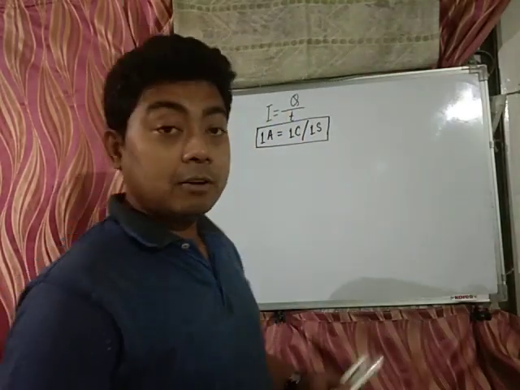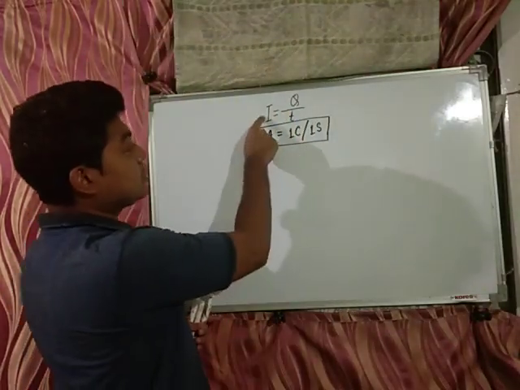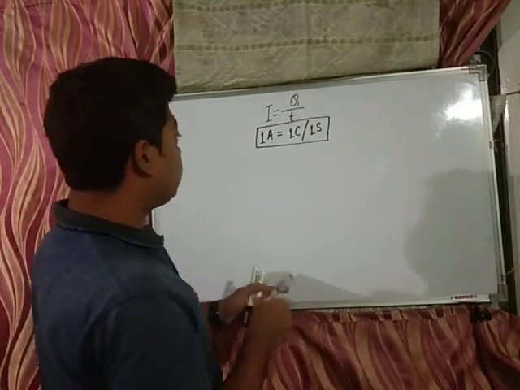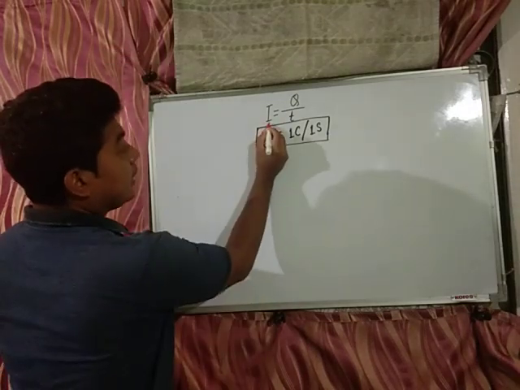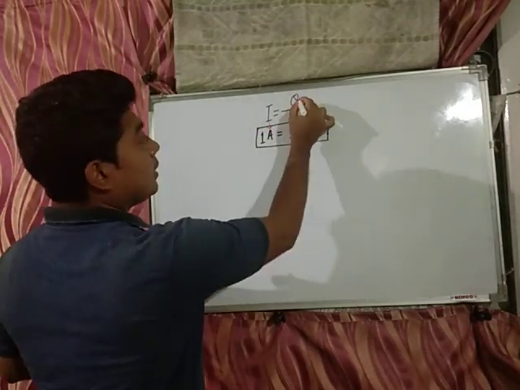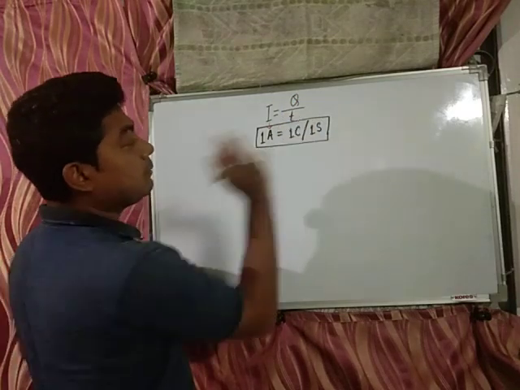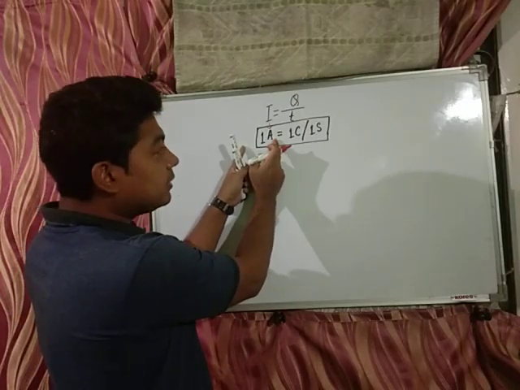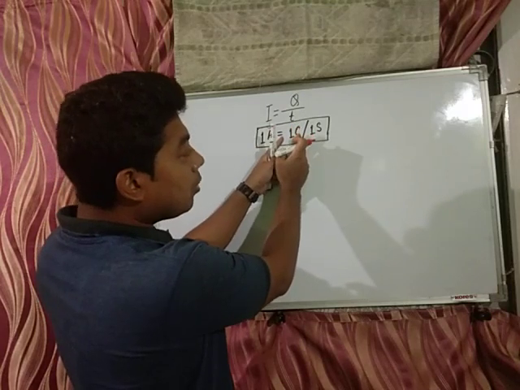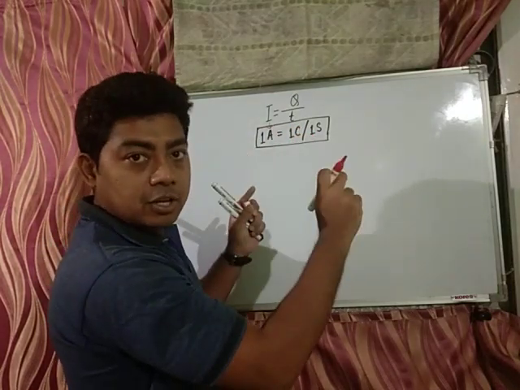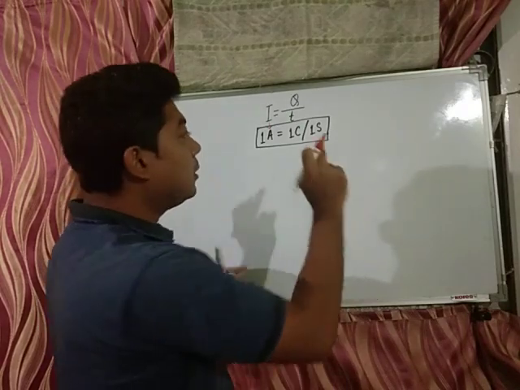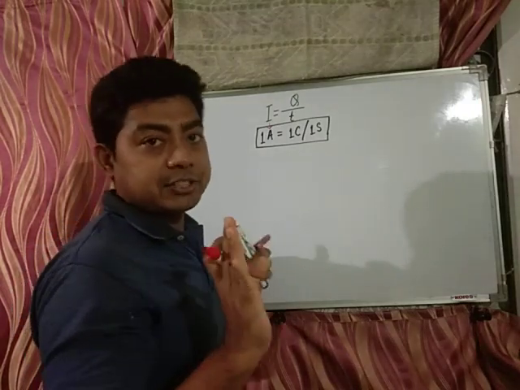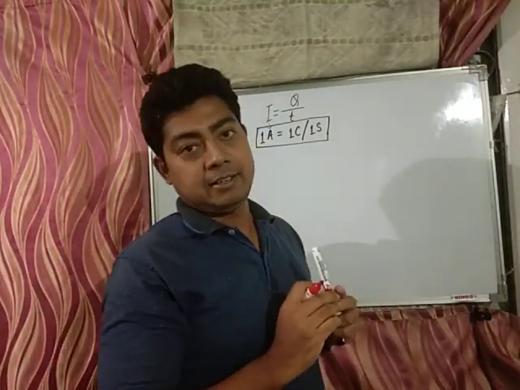Student, we have already discussed the relationship between current, charge and time. The unit of current is ampere, charge is coulomb, and time is in seconds. That means 1 ampere of current constitutes 1 coulomb of charge flowing through a conductor per second. That is already discussed in the previous classes.